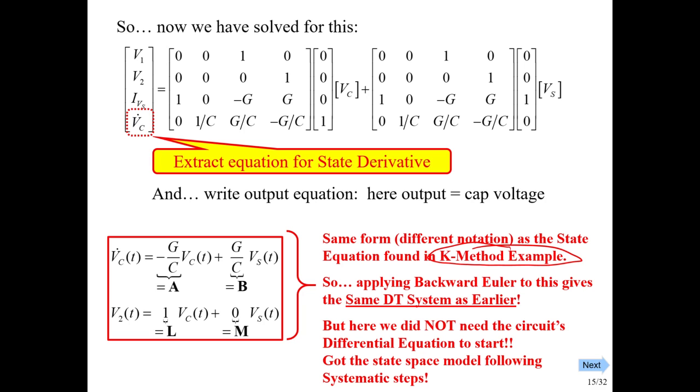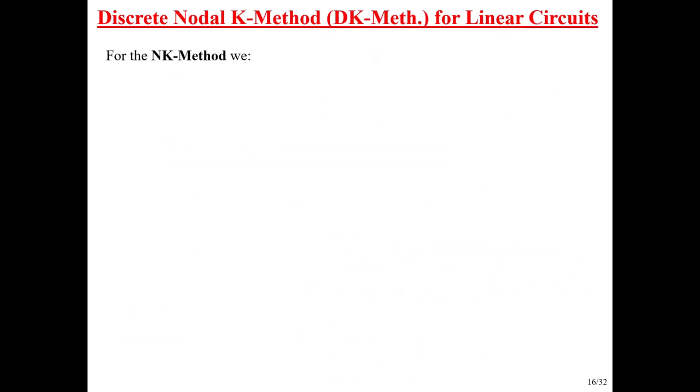So we got the state space model in a very systematic way. Okay. Now let's go to the real workhorse. This is the thing that we really want to know, but I went through the others to show how we got here. So this is the discrete nodal K method, or the DK method, and we're focusing only on its application to linear circuits, so resistors, capacitors, and inductors.